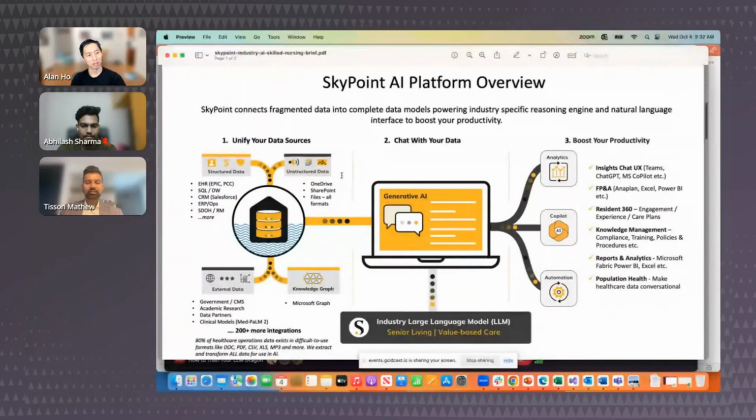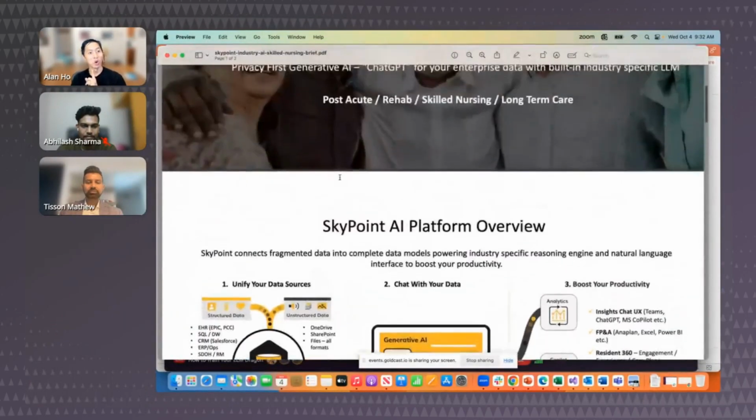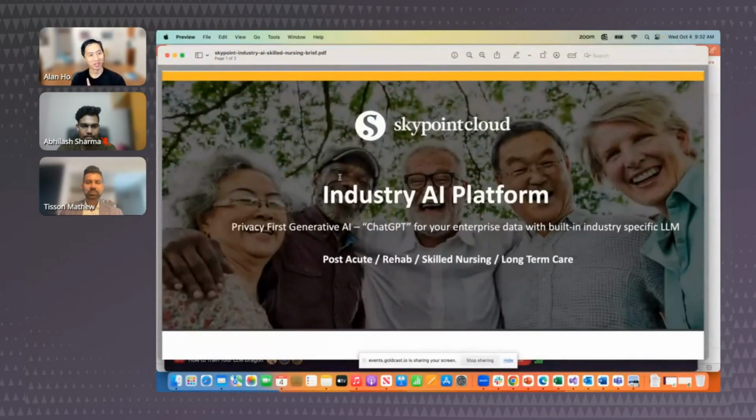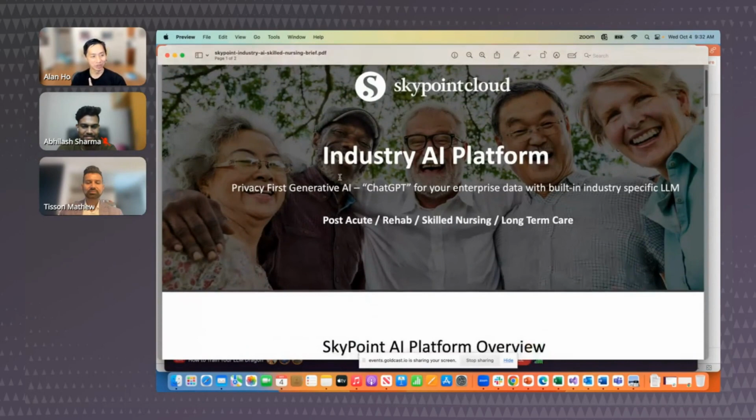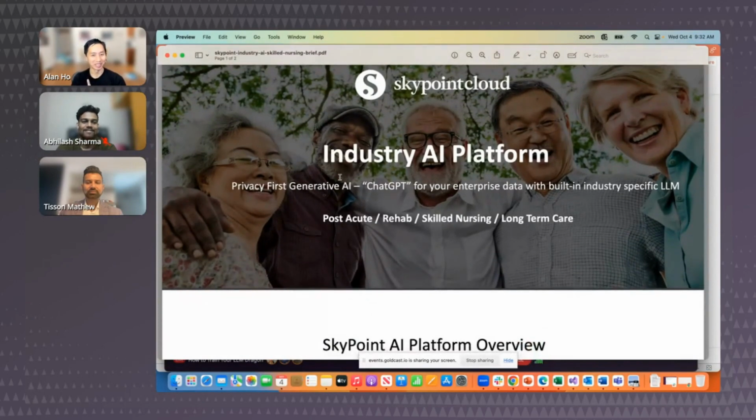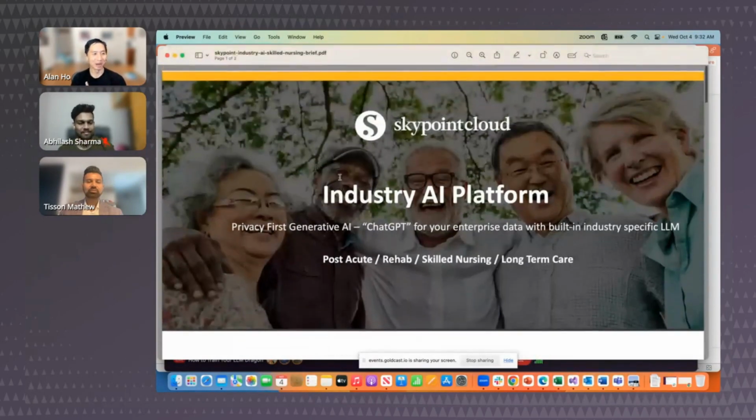I just want to double check I got the numbers right. You said only 1/3 of the money is going into the actual care, and then 2/3 is going into administrative stuff that really should be automated by a computer.